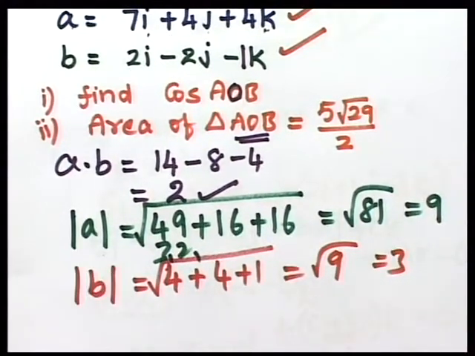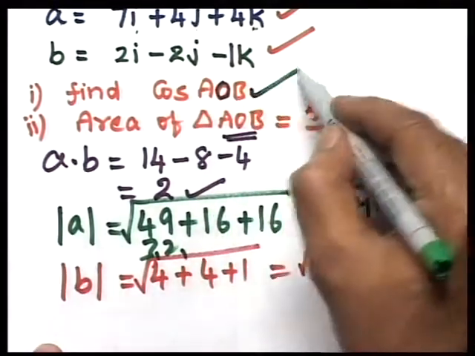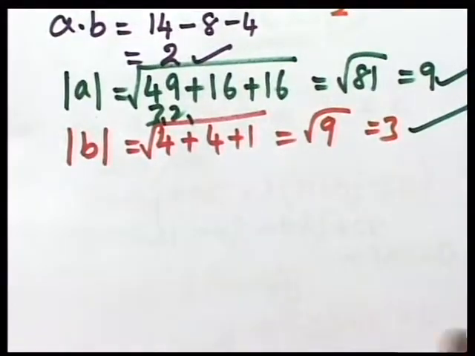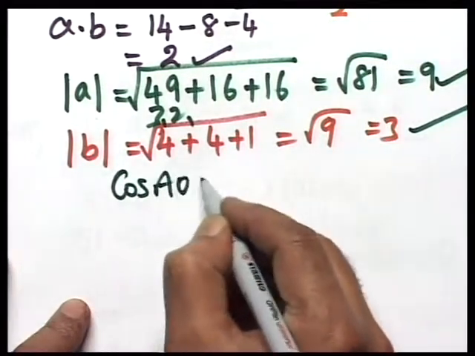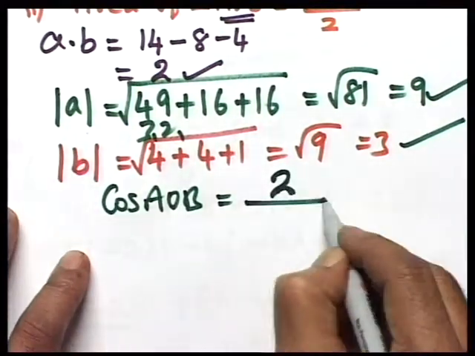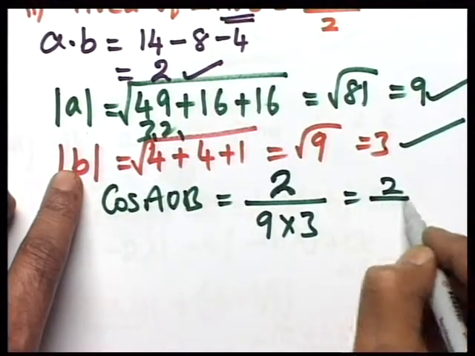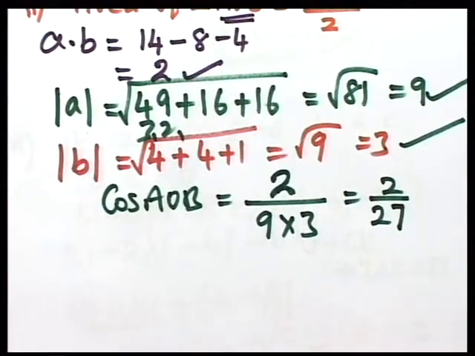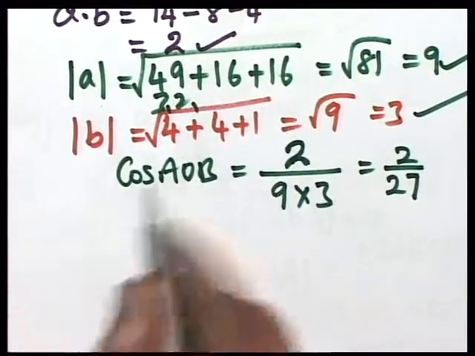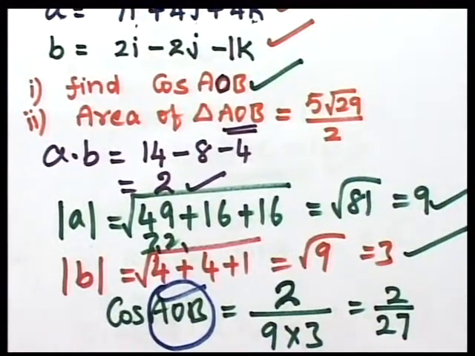That's all. We have 3 numbers there, and we can use them now to find the cos AOB value. They didn't ask us to find the angle, please. They just said find cos AOB. So no need to use the calculator there. Cos AOB is equals to A dot B, which is 2, divided by modulus of A, 9, multiplied by modulus of B, 3. The answer is 2 over 27, isn't it? That's the value of cos theta. Remember, call it theta. So that might carry 2 marks or 3.